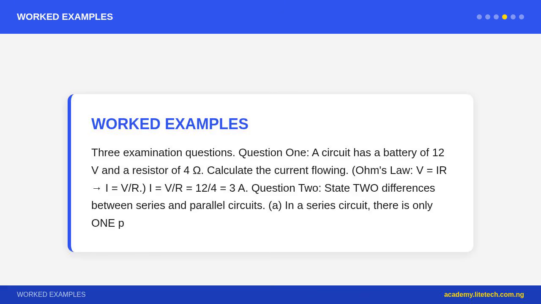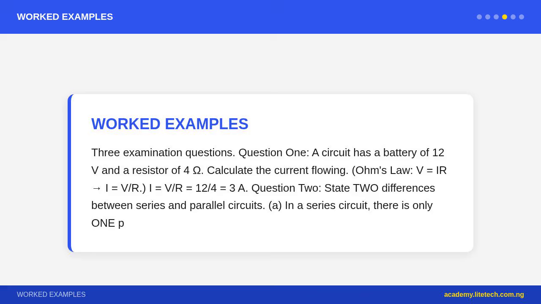Three examination questions. Question 1. A circuit has a battery of 12 V and a resistor of 4 ohms. Calculate the current flowing. Ohm's law: V equals IR, so I equals V over R. I equals 12 volts divided by 4 ohms, which equals 3 A.